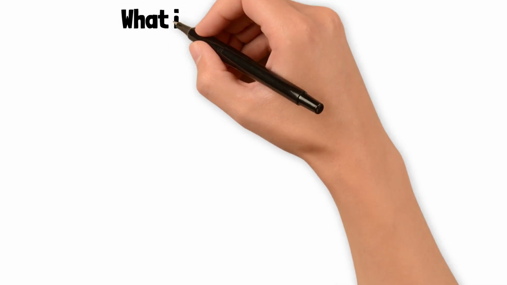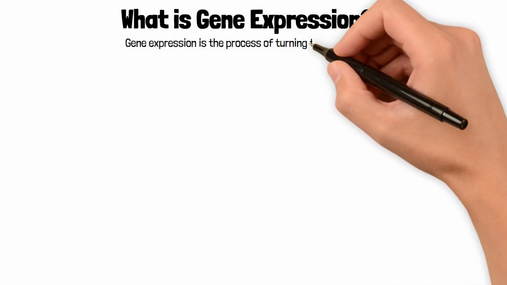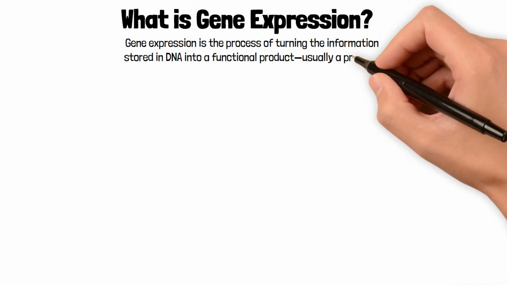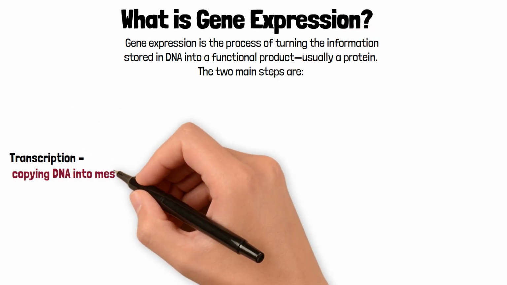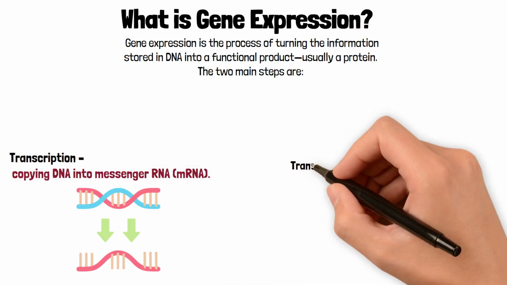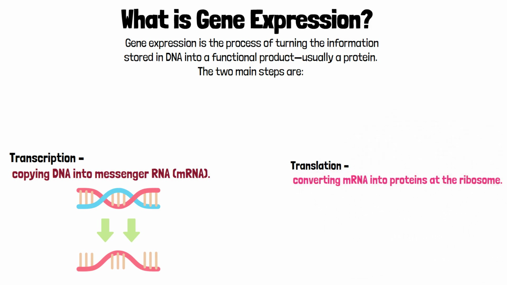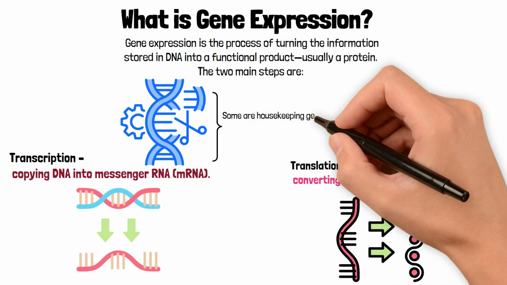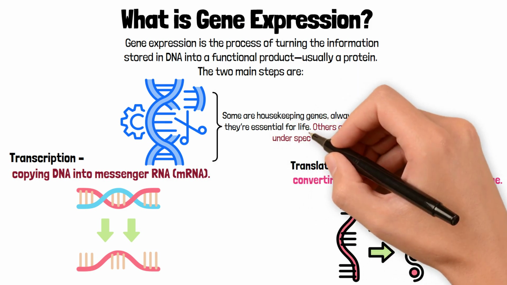What is gene expression? Gene expression is the process of turning the information stored in DNA into a functional product, usually a protein. The two main steps are transcription, copying DNA into messenger RNA, mRNA; and translation, converting mRNA into proteins at the ribosome. But not every gene is expressed all the time. Some are housekeeping genes, always active because they're essential for life. Others are switched on only under specific conditions.